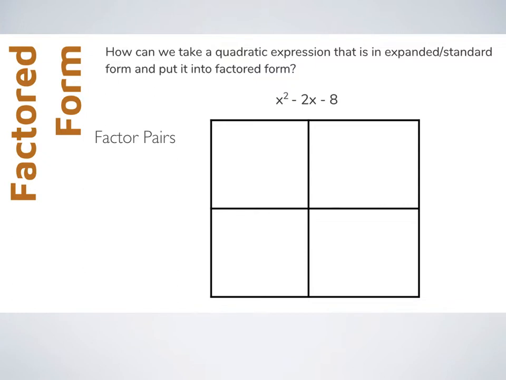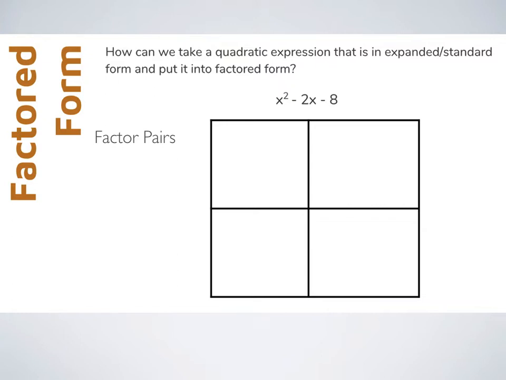Now we've got negatives. We've got x squared minus 2x minus 8. The good news is nothing really changes. The only thing that changes is that instead of having a plus plus situation here, in order to get -8 at the end, you're going to have an x plus something and an x minus something, because the positive times a negative will give you the negative at the end. So you think about that when you're thinking about your factor pairs.